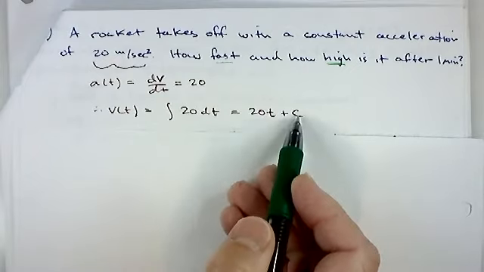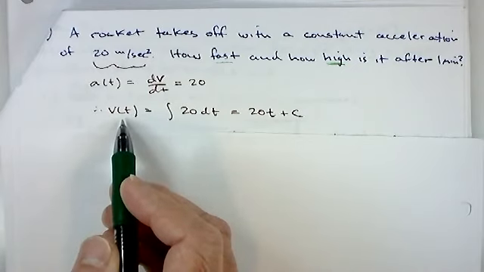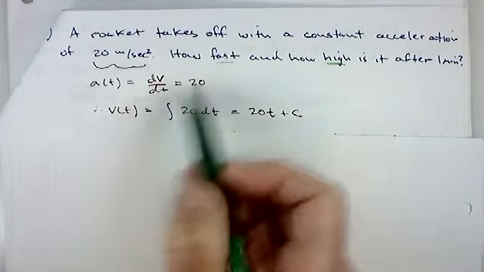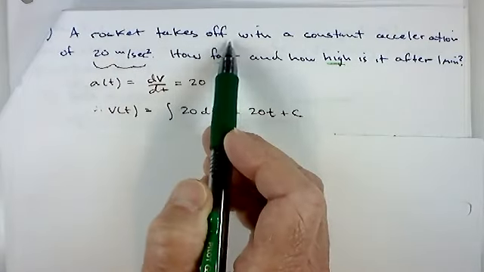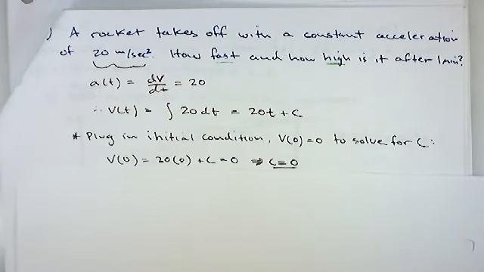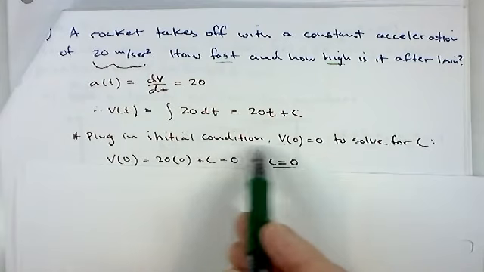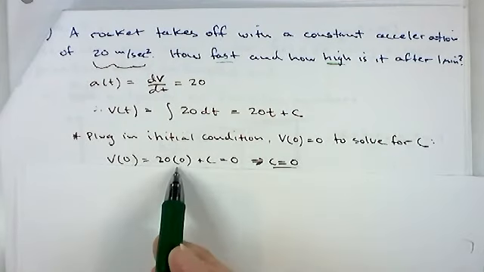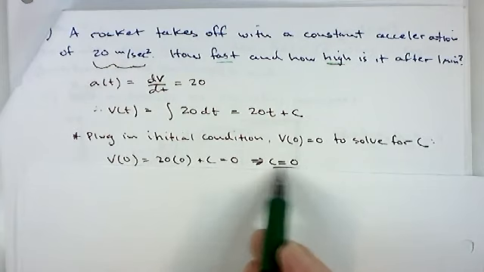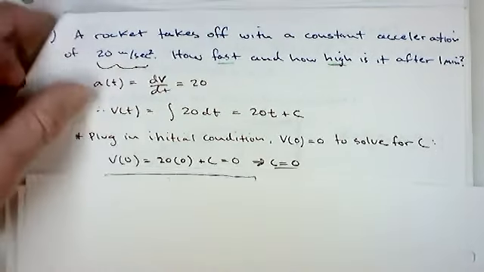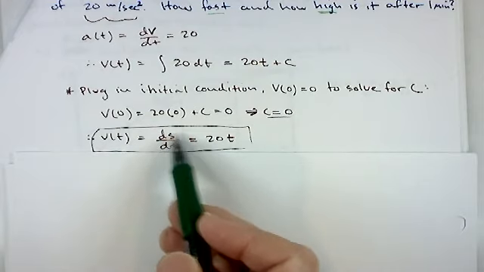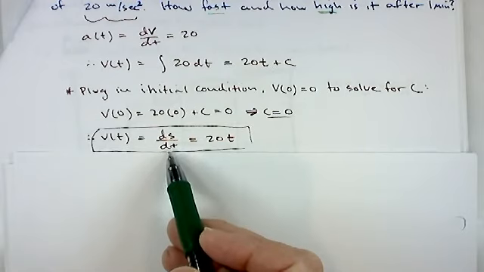So we have to read into the problem a little bit. In the previous problem, remember how we solved for c: we plugged in some information about our function. In this case, we want to know what we know about the velocity of our rocket at some time t. Well, the problem says the rocket takes off. That implies that the rocket had zero velocity at the beginning, when t was 0. So we're going to assume the initial condition v of 0 is equal to 0, and we plug that in to solve for c. We plug in 0 for t, and that of course is 0. So in this case, my constant of integration is actually 0, and my velocity equation is just 20t.